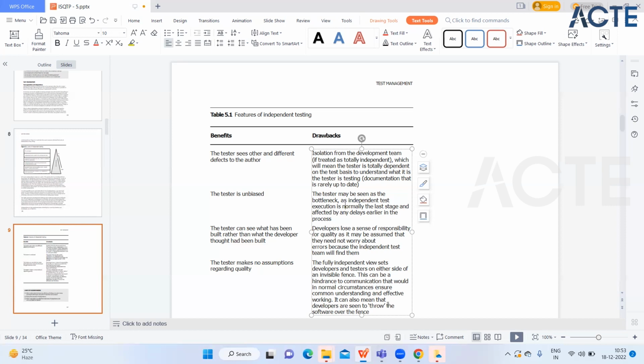So developers will just deliver the code in a free way. They will not understand about the quality, and they will just think testers will do everything. If any kind of errors or issues come, they will not take the responsibility or accountability. So it's a kind of drawback as well in independent testing.